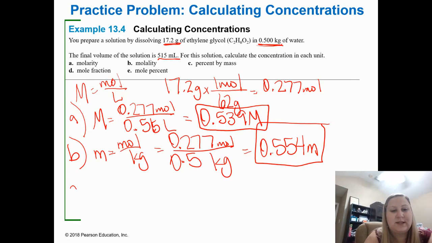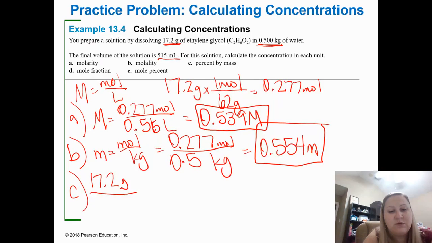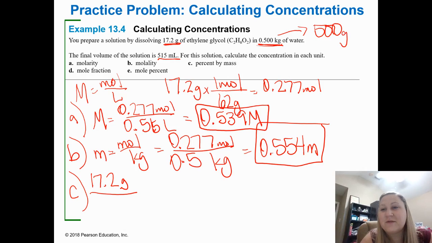And then C is mass percent, so we're looking at our masses. We don't have to use moles for this one. So I've got 17.2 grams. Remember, it's solute over solution. So don't forget, kilograms has to go to grams. So this is going to be 500 grams because half a kilogram is 500 grams.